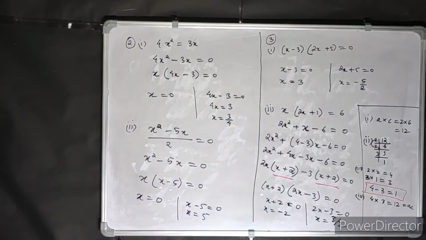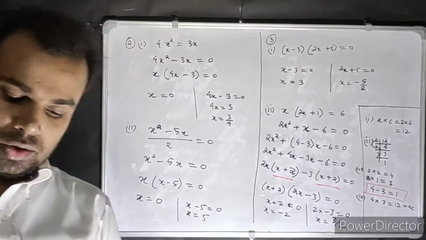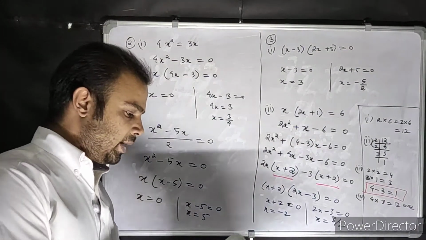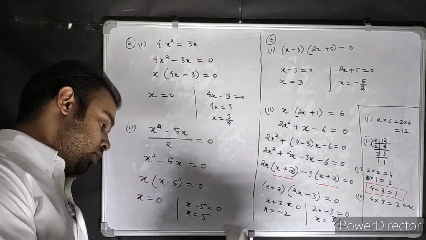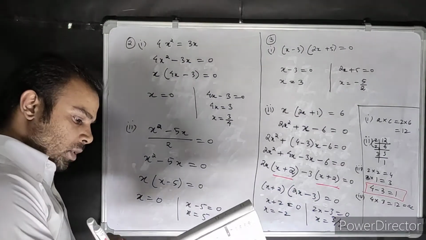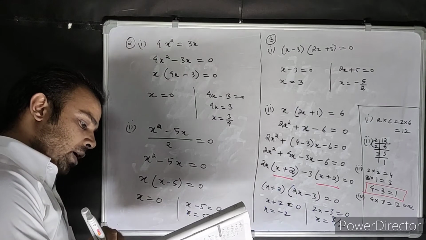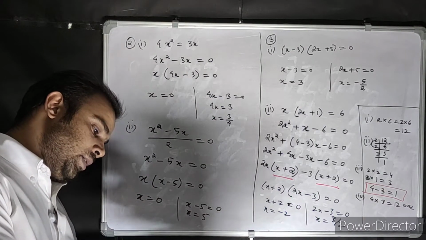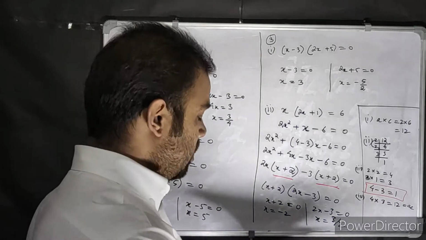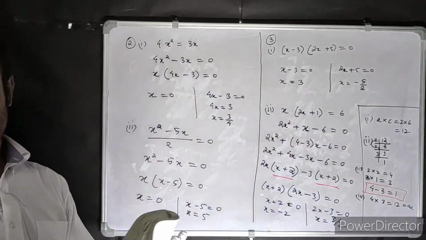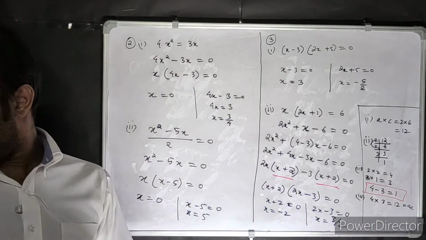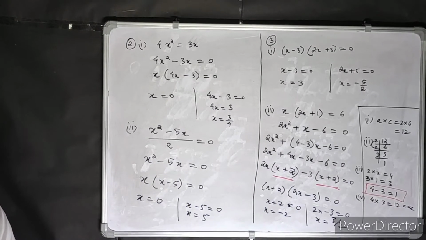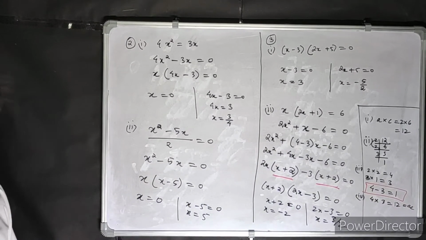Again, let me check the answer for you quickly, so that I know that this is the correct answer. Question number 3 part 2 is minus 2 and 3 by 2. Correct answer. Students, let's go ahead and do the next question. The next question will be 4 part 1. So let's start with question number 4 part 1.